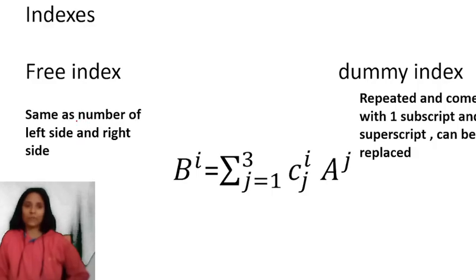There are two types of indexes. One is the free index. So what is a free index? The index which is present on the left-hand side as well as the right-hand side, meaning both sides depend on this index. In this example you can see i is present on the left-hand side and i is present on the right-hand side as well. So the left-hand side is dependent on i, and the RHS is also dependent on it. So I call this i a free index.